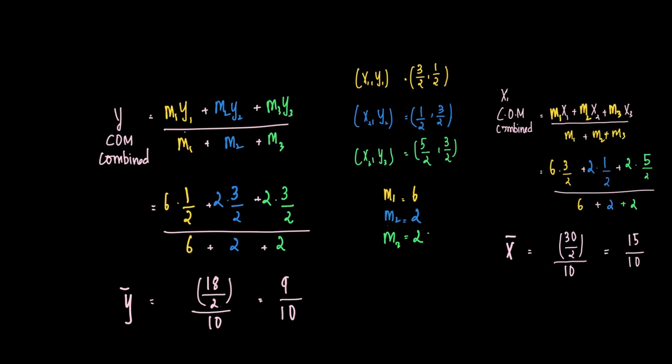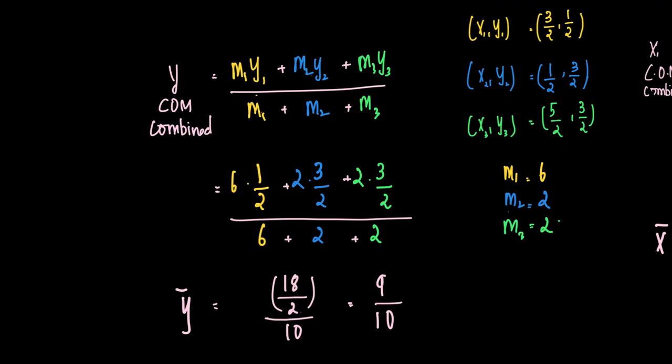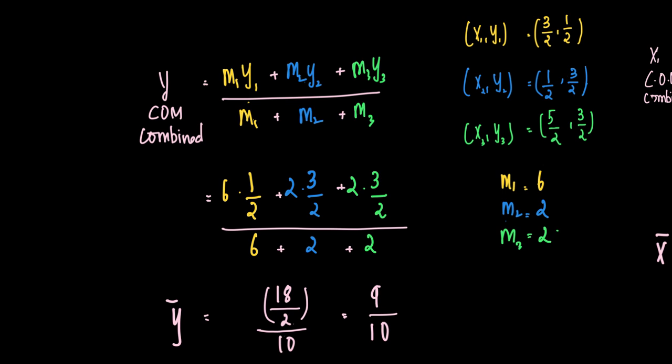Okay. Now, similarly, what would be the y coordinate? The y coordinate of the center of mass of the combined figure will be equal to m1 y1 plus m2 y2 plus m3 y3 by m1 plus m2 plus m3. 6 plus 2 plus 2 is 10 in the denominator. To make sure you don't get confused here, I'll just erase x1 now, because we don't need x1. All we need is y1, y2 and y3.